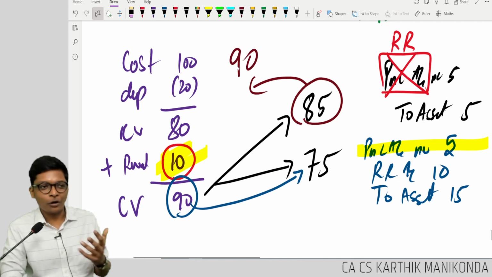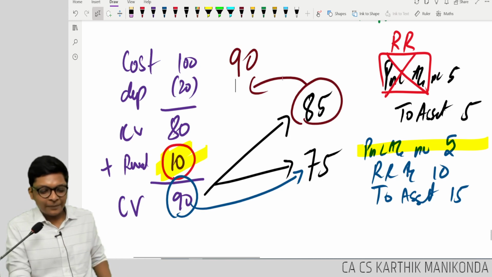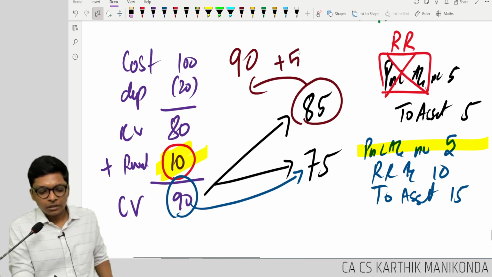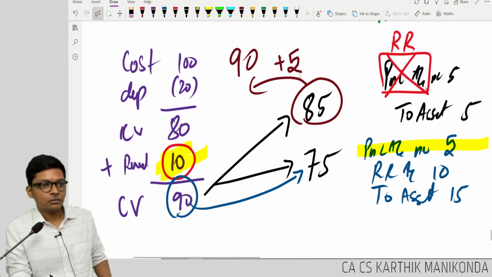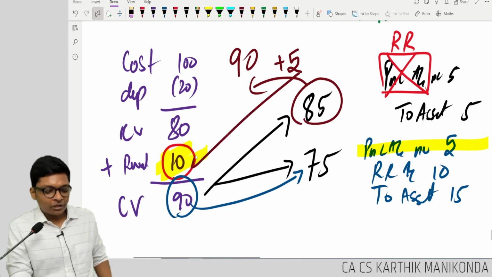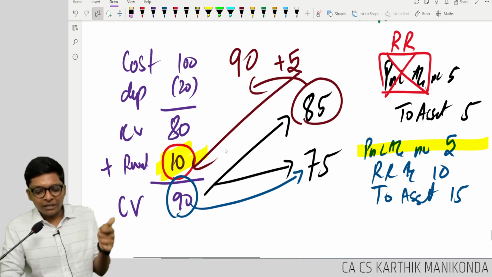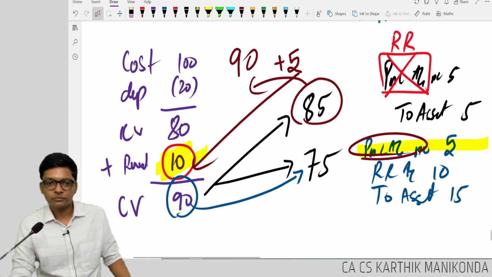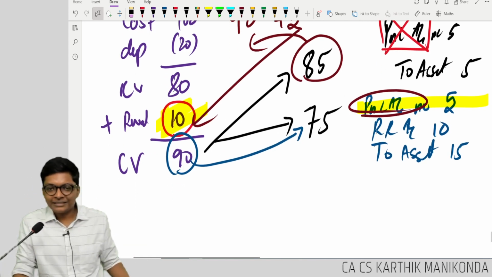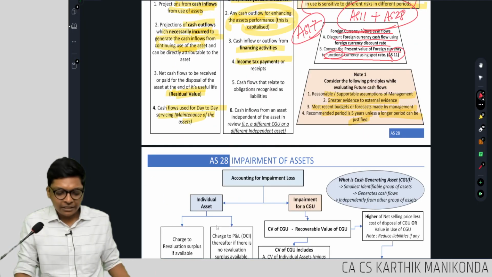Possibility is there. Question will come later. Again 85 became 90. Again plus 5 goes where? Back to revaluation. Until that revaluation is there, we will have revaluation. Beyond that goes to my P&L. Okay. Understanding, guys? This only I gave in notes over here.